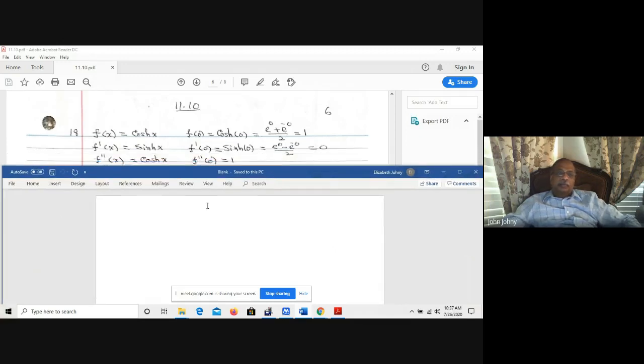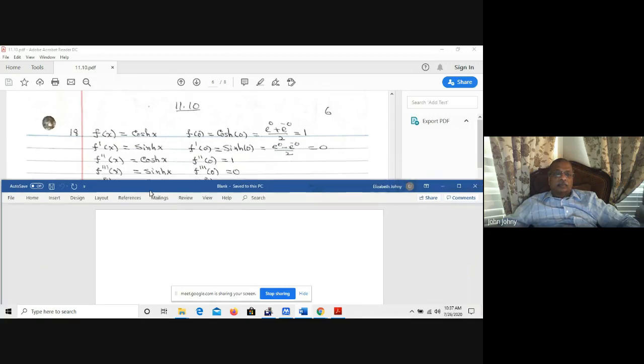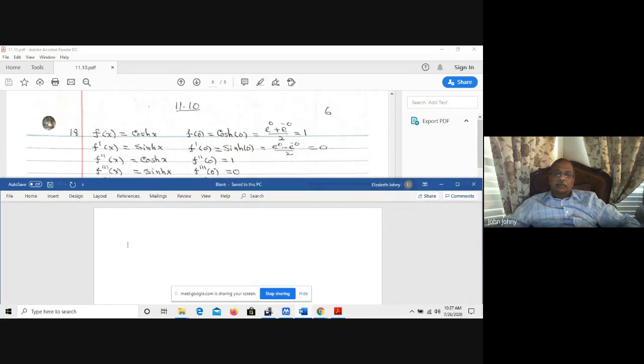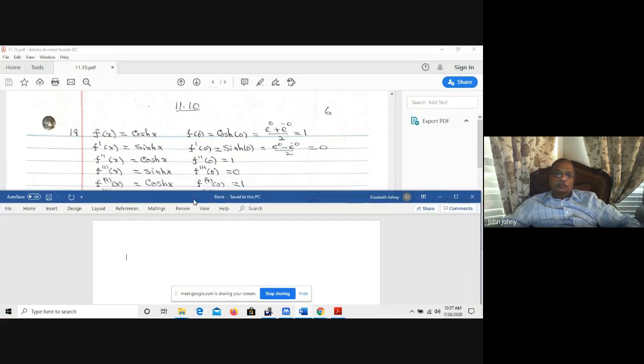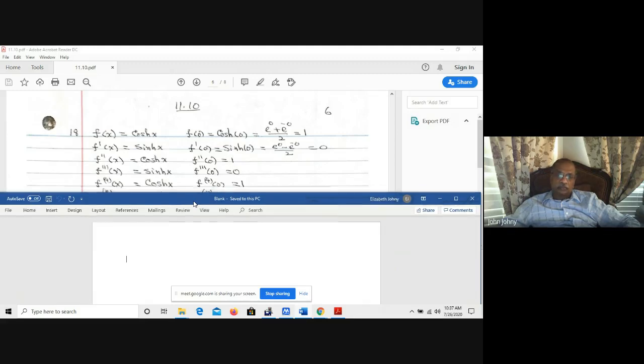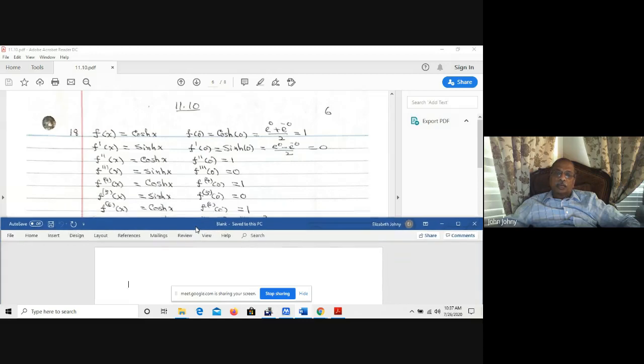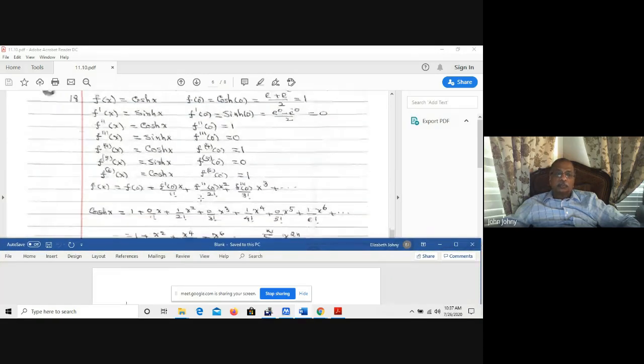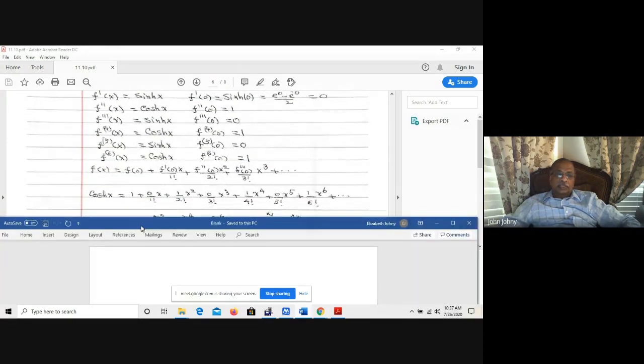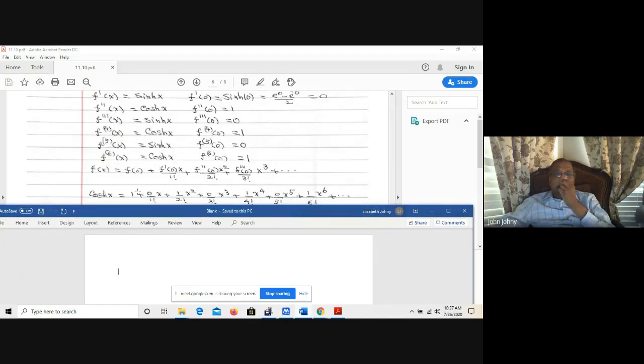f double prime x is cosh x. So f double prime 0 is 1. We have already shown that. f triple prime is sinh x. So f triple prime 0 is 0. Fourth derivative is cosh x. So the fourth derivative at x equal to 0 is 1. And these 0 and 1 are repeating. Therefore, you use the Maclaurin series. cosh x is equal to 1 plus second term is 0.